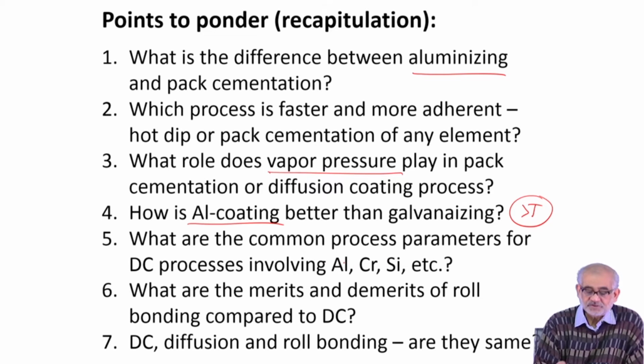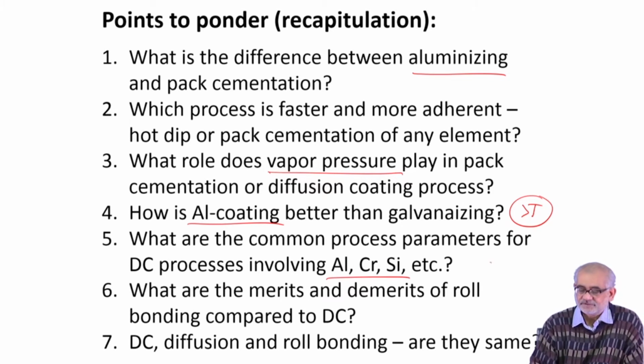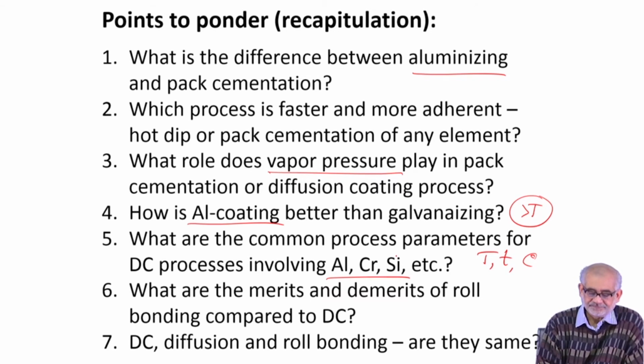The process parameters when we talk of all these diffusional coatings are typically temperature, time, the concentration of the species or the chemical potential of the species, surface condition, the viscosity of the bath if it's a dip process, and surface roughness, physical conditions, and so on. And we have to be very careful about maintaining these parameters.